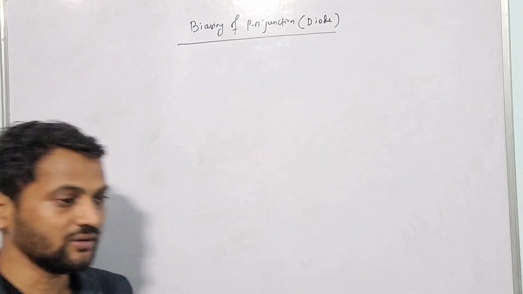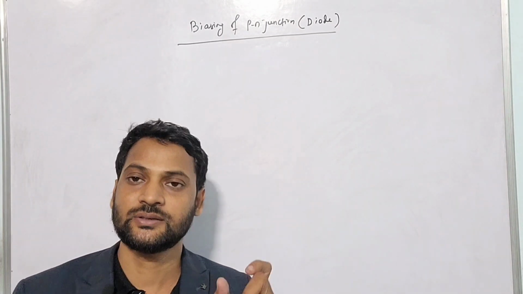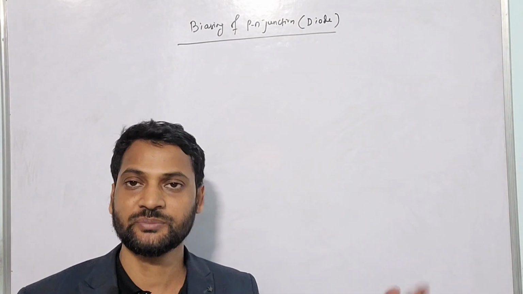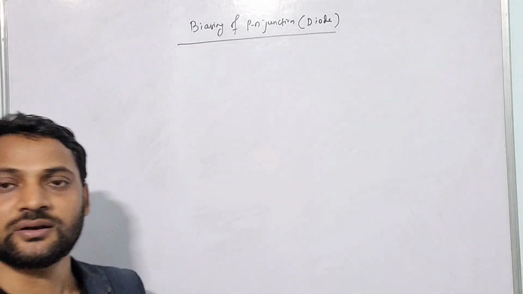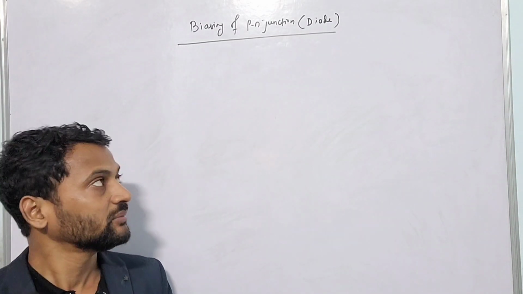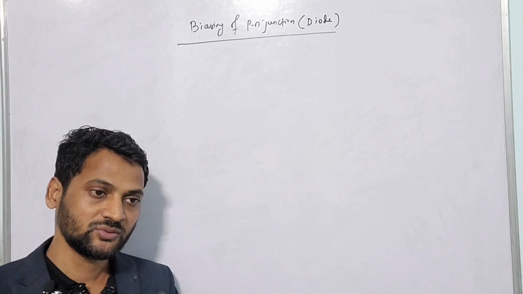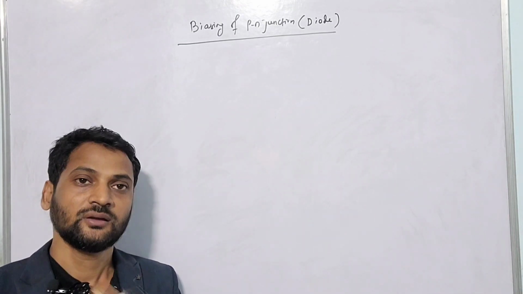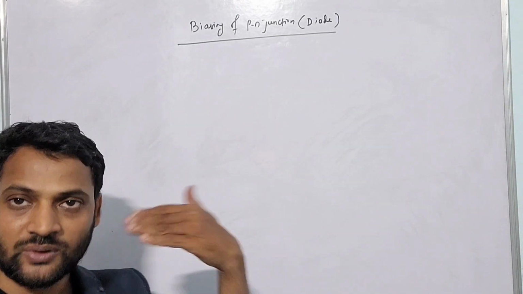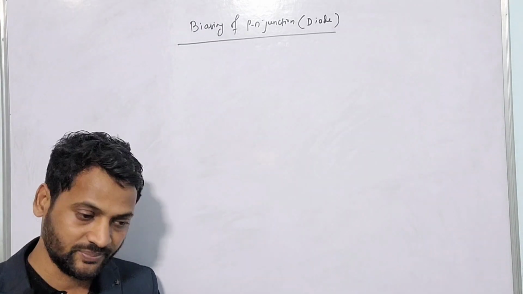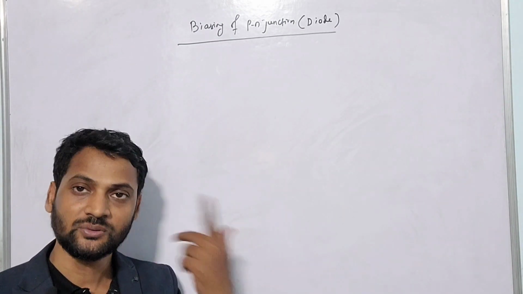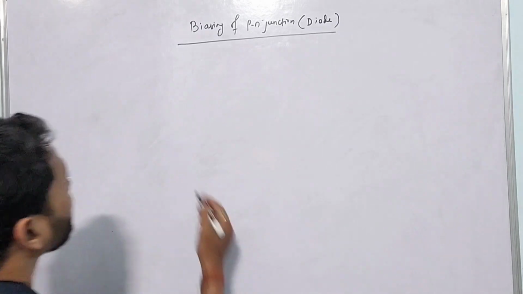In case of forward biasing, the P layer of the PN junction is connected to the positive terminal of the battery and the N layer is connected to the negative terminal of the battery. But in case of reverse bias, the situation will be reverse, like the positive terminal of the battery is connected to the N terminal of the diode and the negative terminal of the battery is connected to the P layer of the diode.